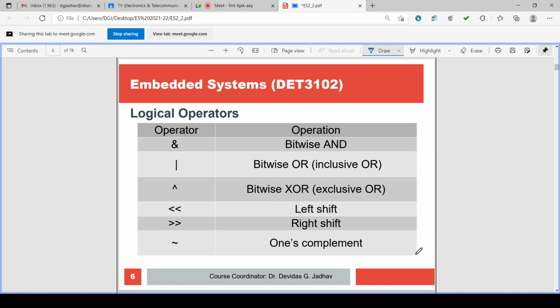So this is tabulated again, with the operator and the operation. Single ampersand is bitwise AND. Single vertical line is bitwise OR, also called inclusive OR. Simple OR is inclusive OR. And one more OR is there, the cap, which is bitwise XOR, exclusive OR. Then less than is left shift, greater than is right shift, and the tilde symbol is ones complement.